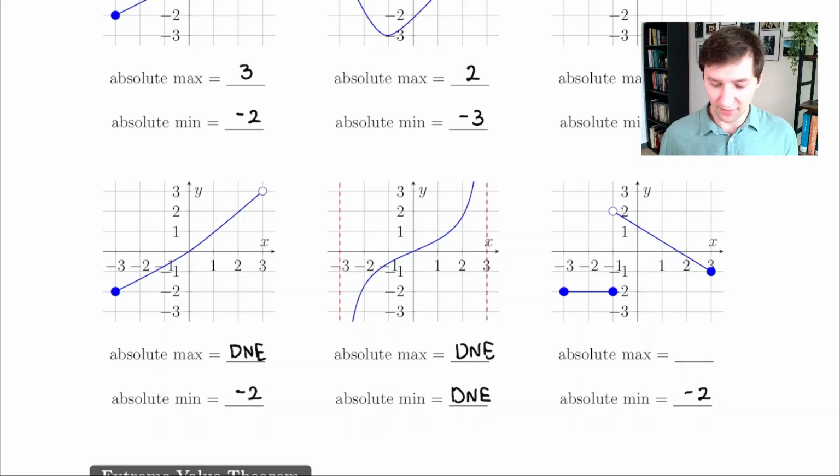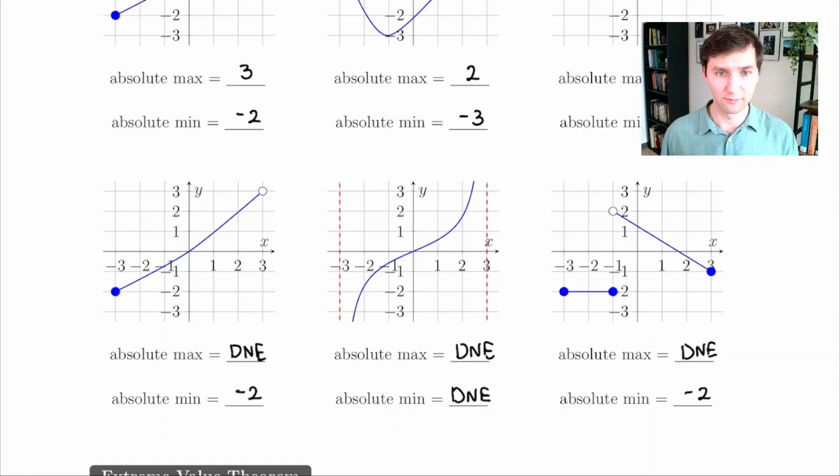This function does not have the absolute maximum, and that is because this point is missing. The function takes larger and larger values here. The value, let's say here, is 1.1, the value here is 1.5, the value here is 1.9, and those values get closer and closer to 2, but they never get to 2. So there is no largest value on the interval from -3 to 3.